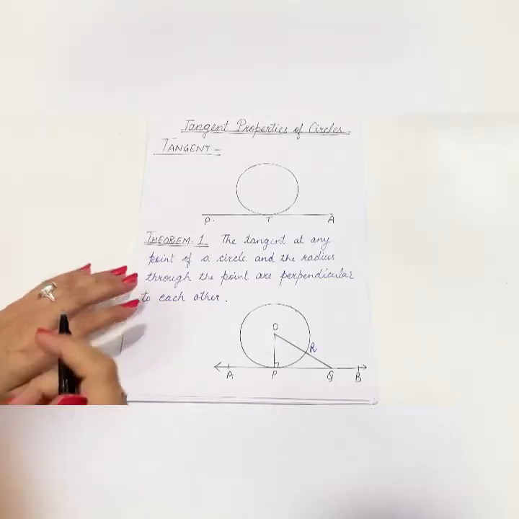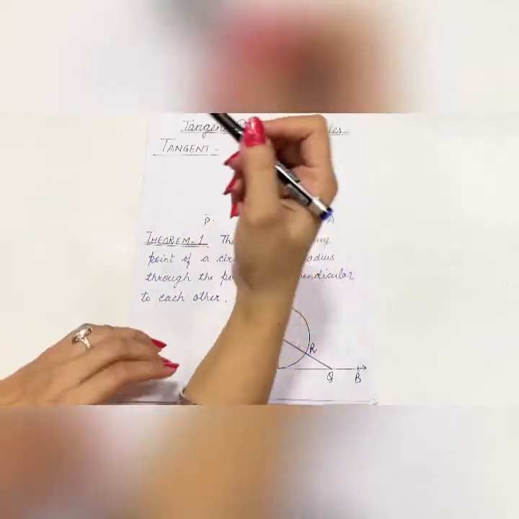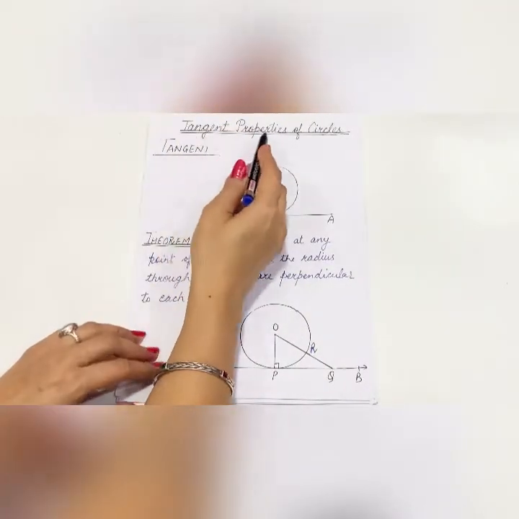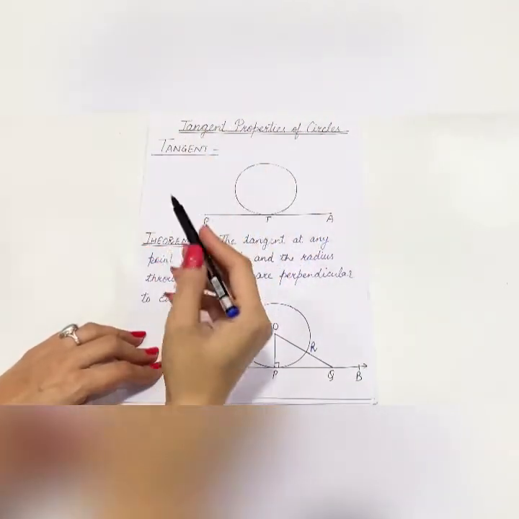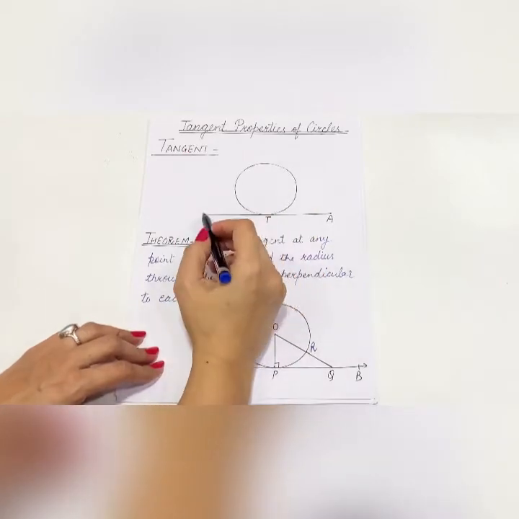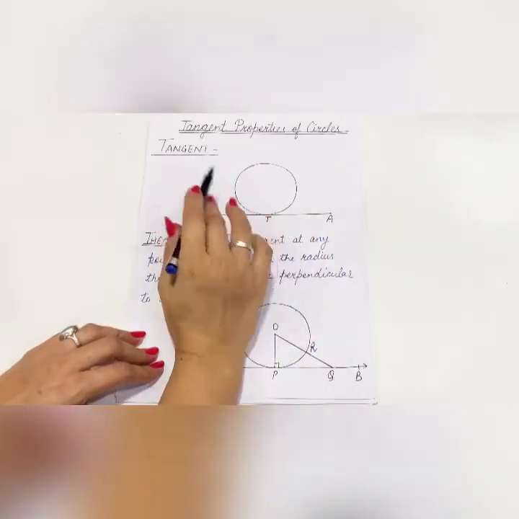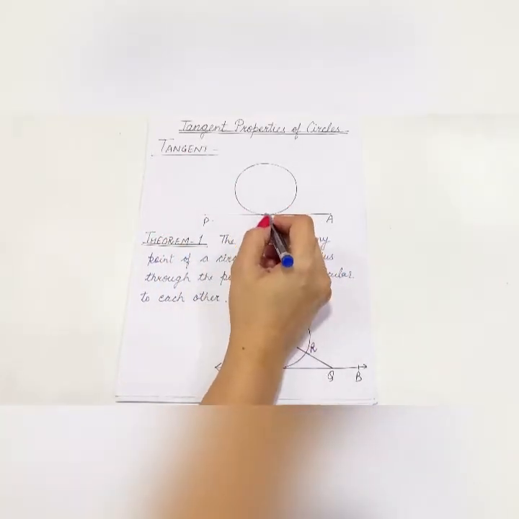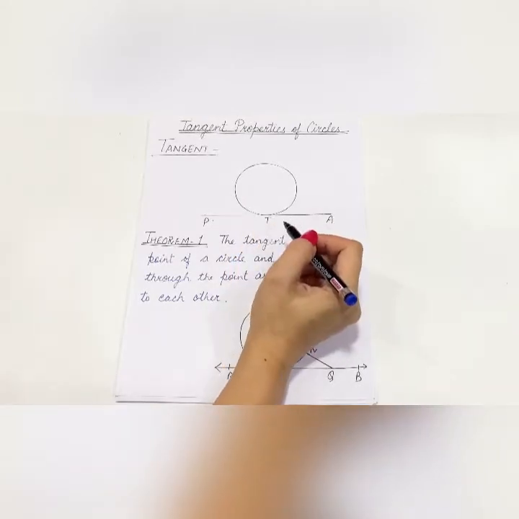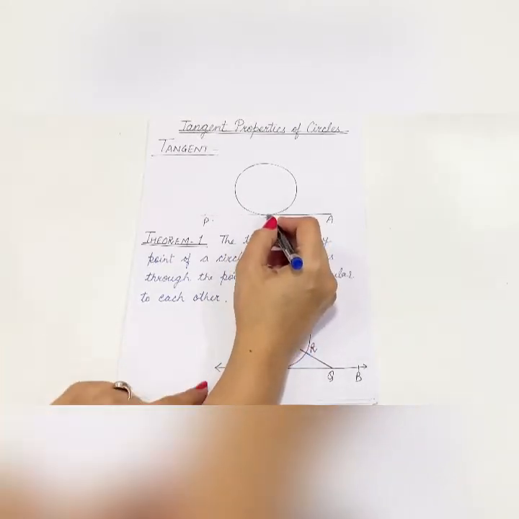Hello children. Continuing the topic circles of geometry, today we are going to start tangent properties of circles. Before we start the tangent properties, let's understand what is a tangent. Tangent is a line which touches the circle at one point. Only at one point it should touch the circle.